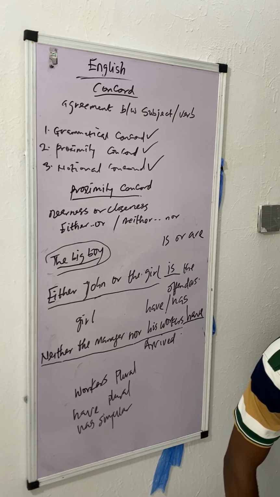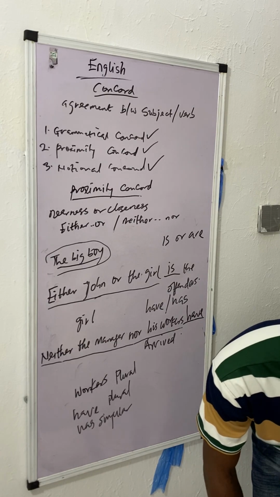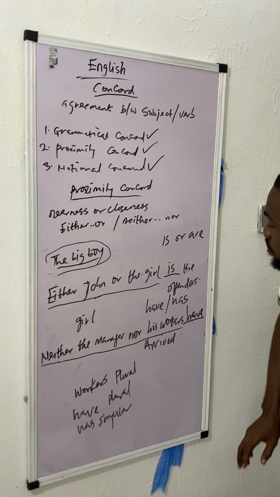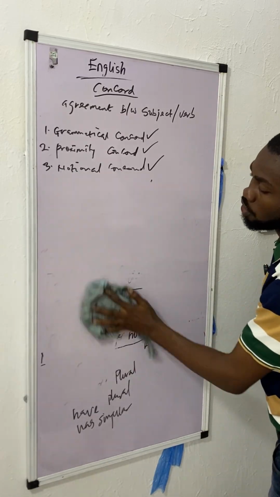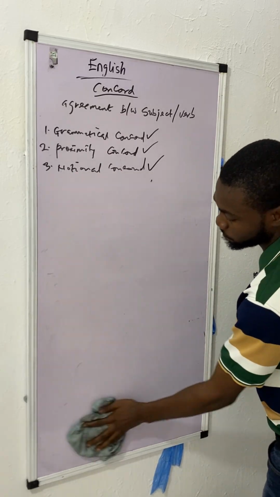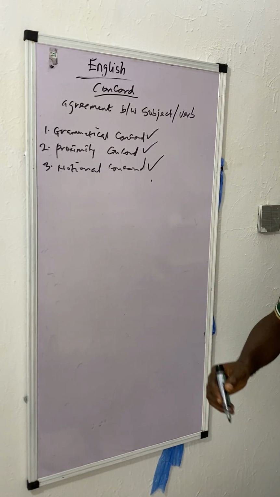All right. Let's look at the final one, concord of subordinated subjects. Okay, that's the final one for this level. We have several other types of concord, but let's look at this one, concord of subordinated subjects.